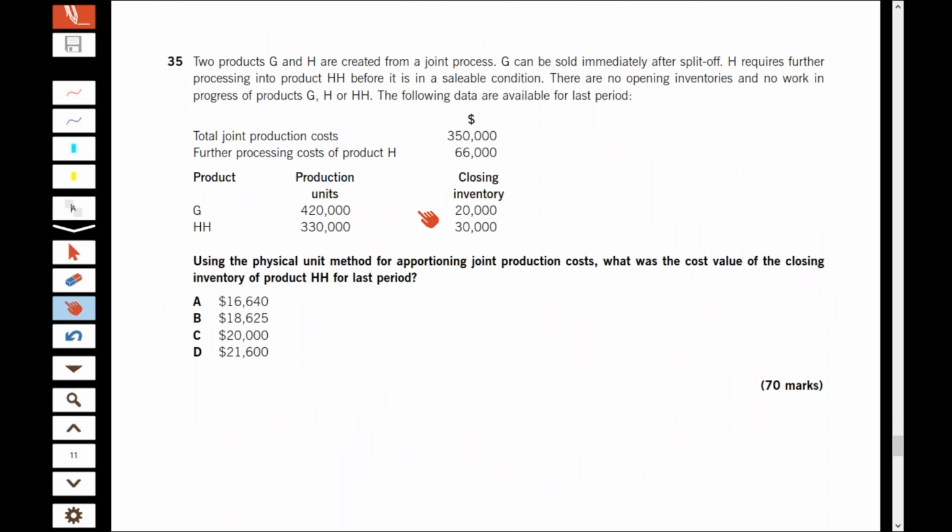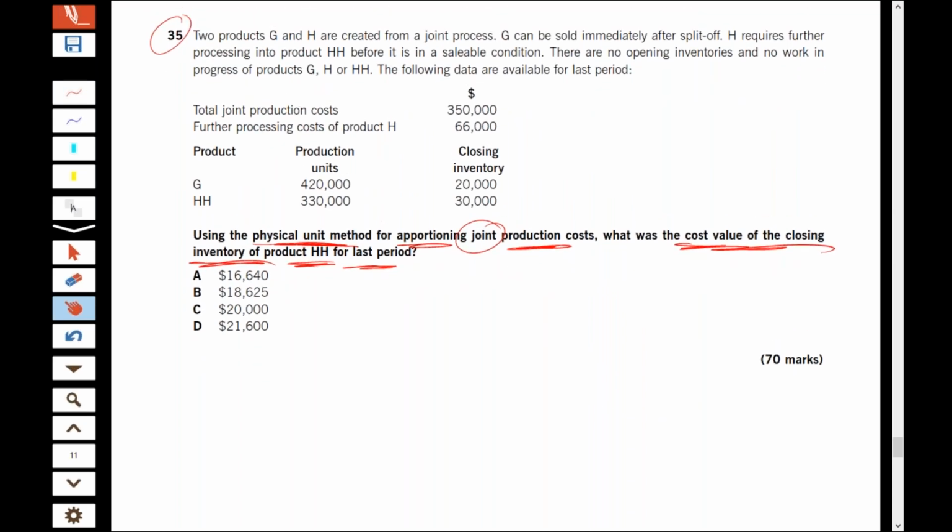Number 35. Using a physical unit method for apportioning joint production cost, what was the cost value of closing inventory of HH for the last period? Just read out the question, hurry up students.